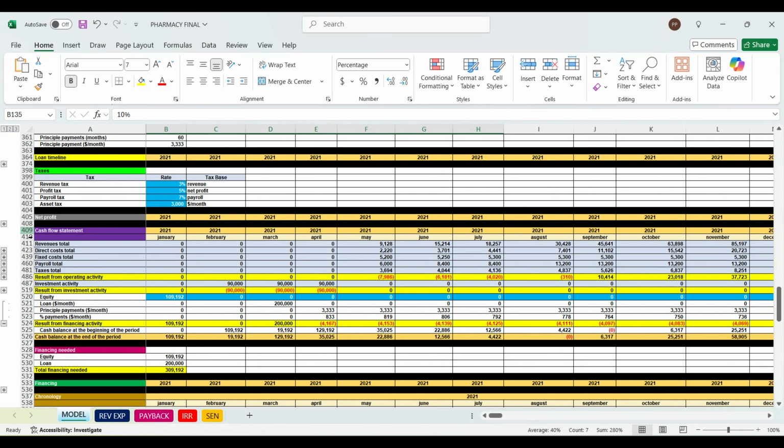Let me show you these losses inside the cash flow statement. So this is the cash flow statement. And as you can see here, we have 4 months with operating losses. You need to add these losses to the investment plan expenses, which will finally form the total financing that you need to start the business.